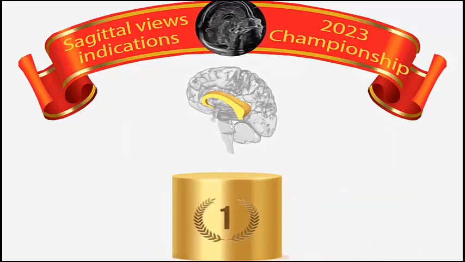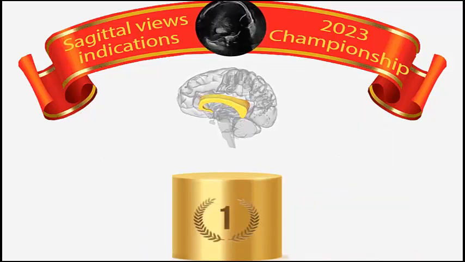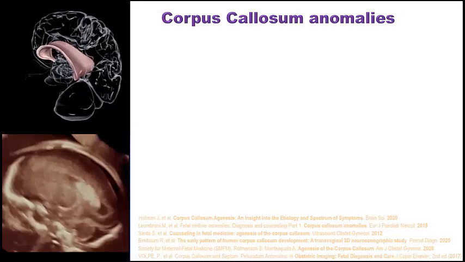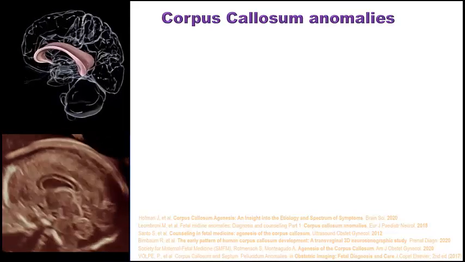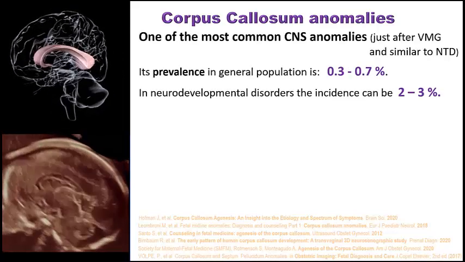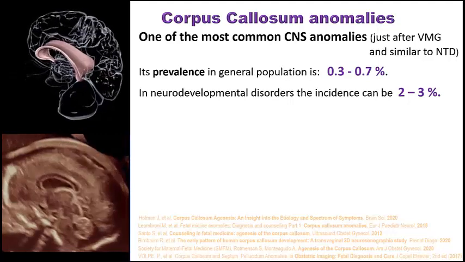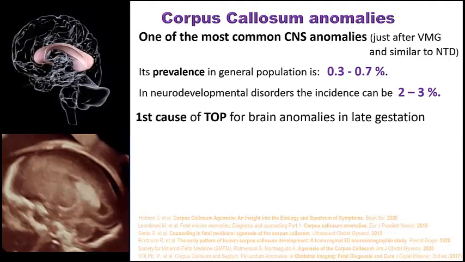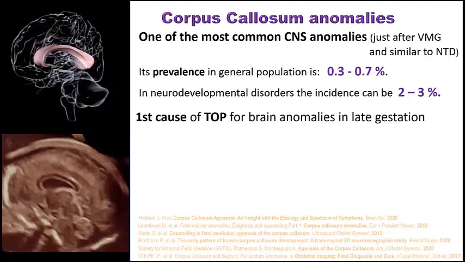The assessment of the corpus callosum is important because corpus callosum anomalies are one of the most common CNS anomalies, just after ventriculomegaly and similar to neural tube defects. They represent the first cause of termination for brain anomalies in late gestation.